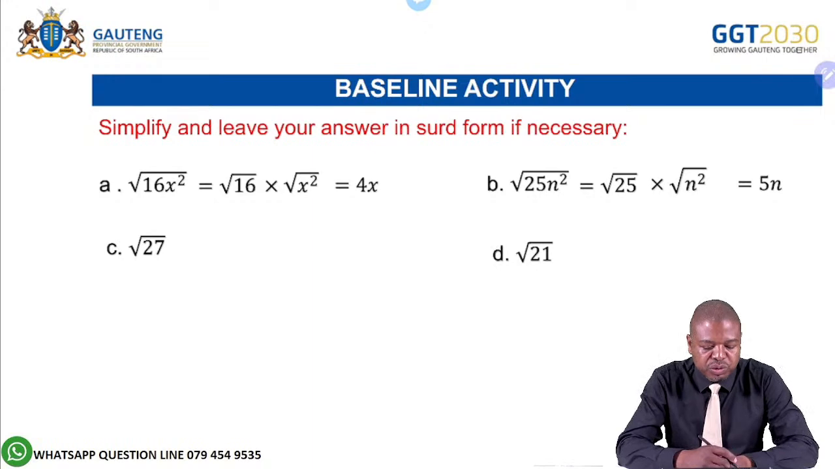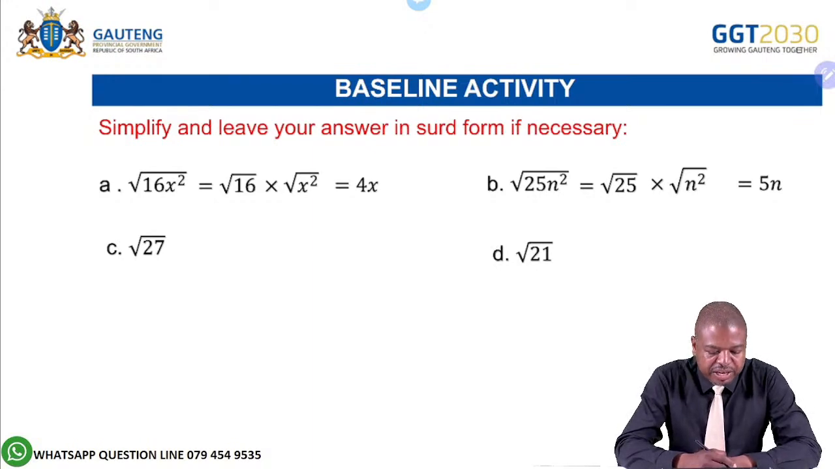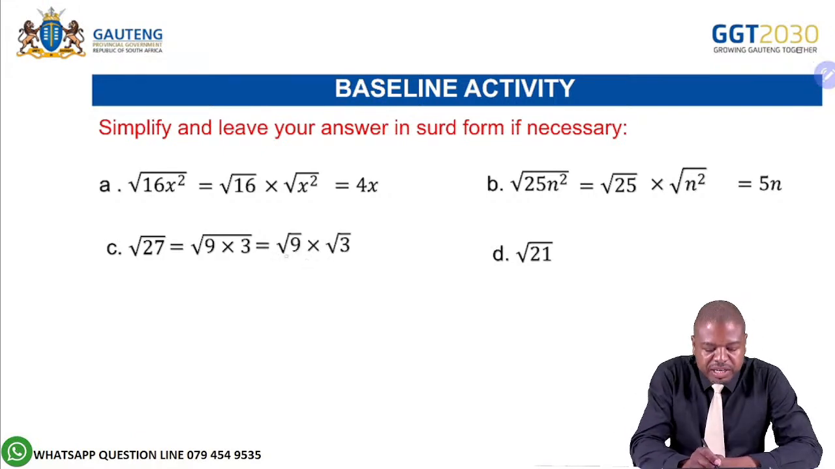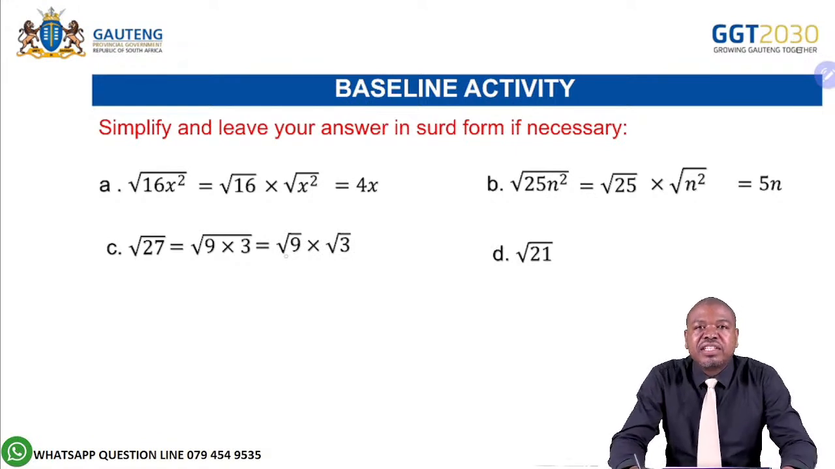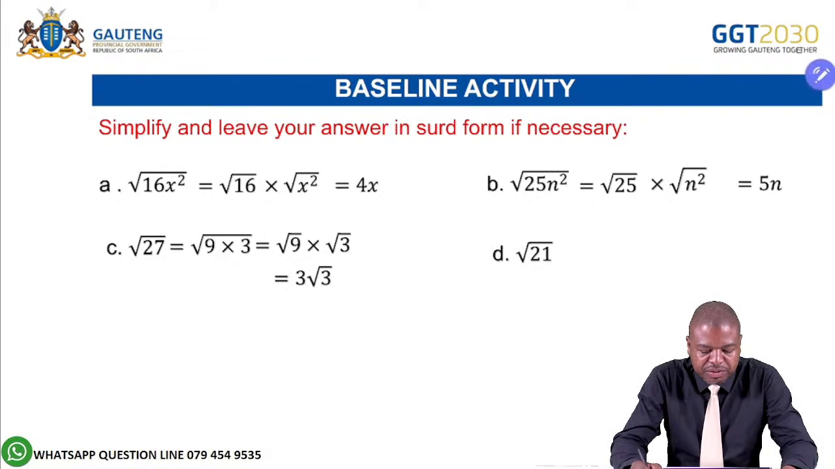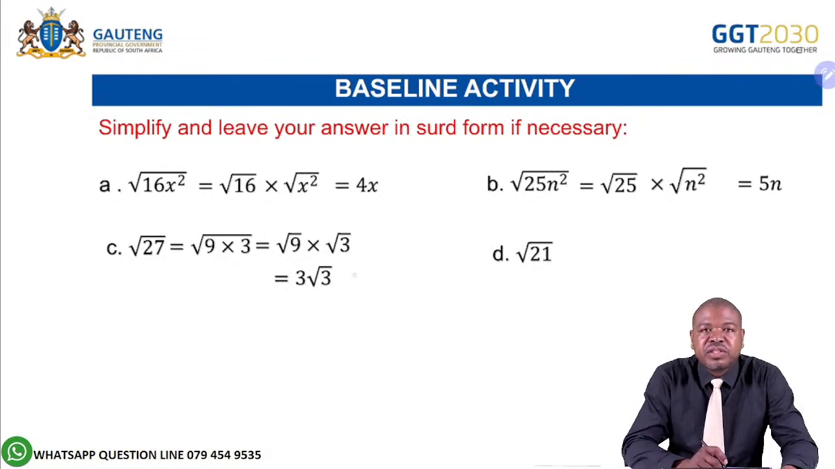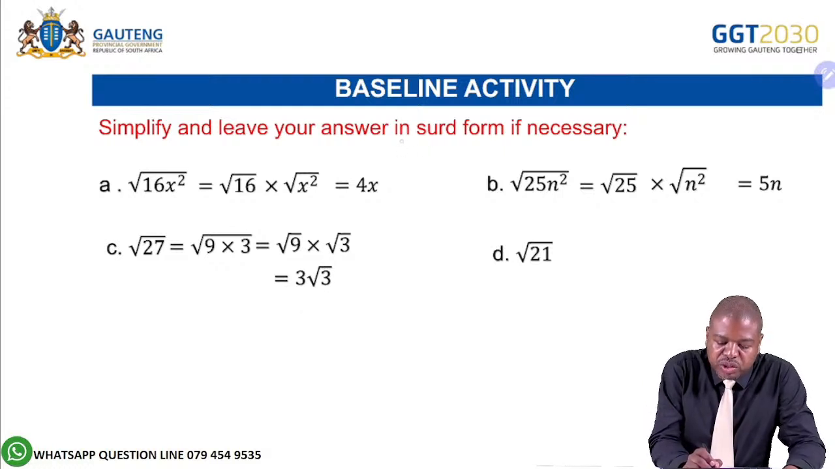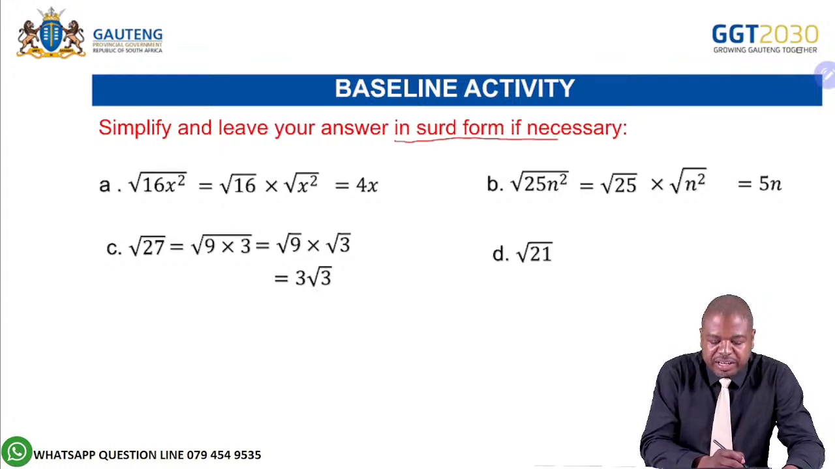Now let's move on to the square root of 27. We can rewrite the square root of 27 as the square root of 9 times 3. And then from there, we find the square root of 9 separately and the square root of 3. What is the square root of 9? Which number, when multiplied by itself, gives us 9? It is 3. And can you simplify root 3? No, we can't. We can simplify it, but it will be in decimal form. However, we've been told to leave our answer in surd form.